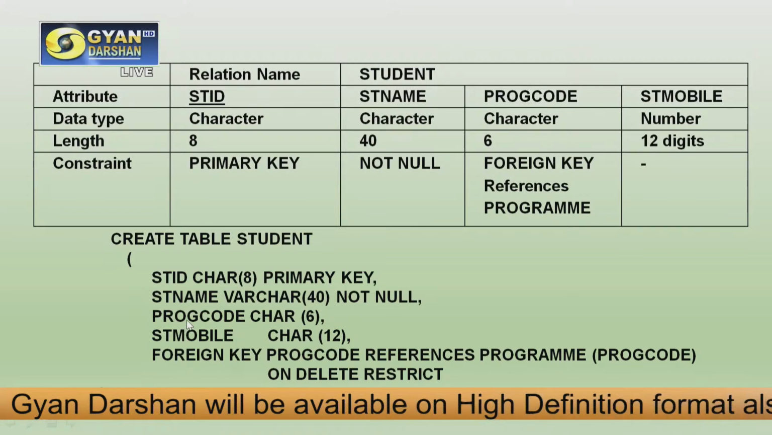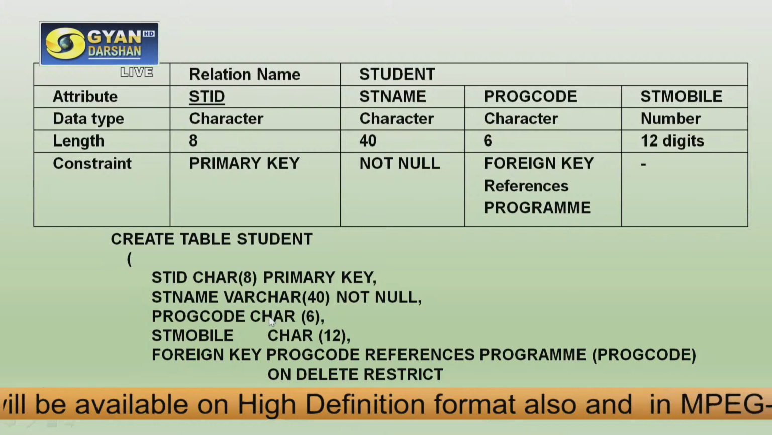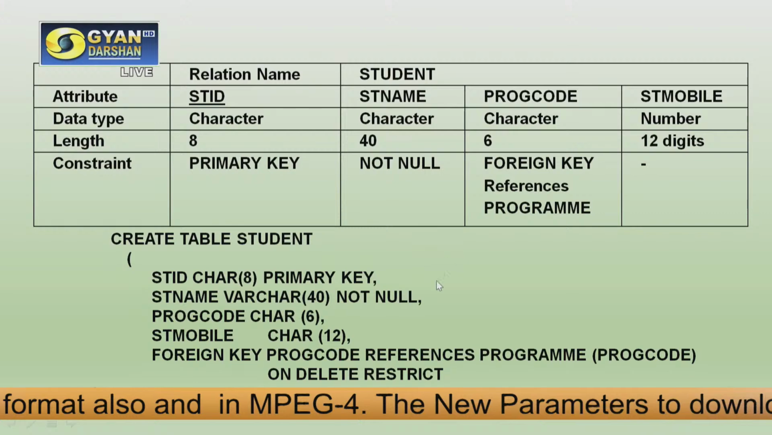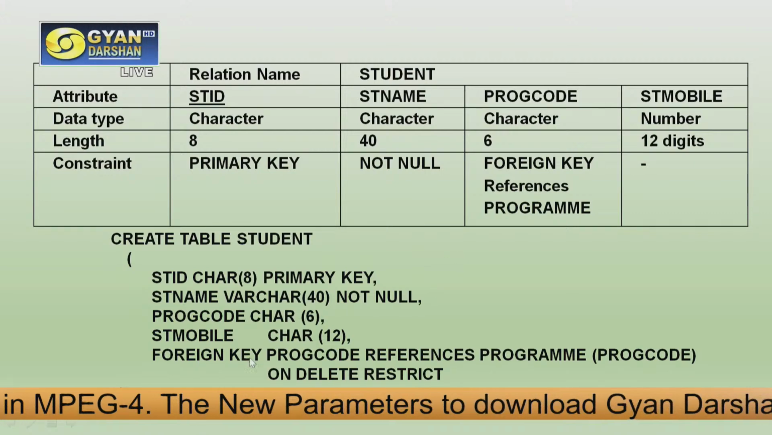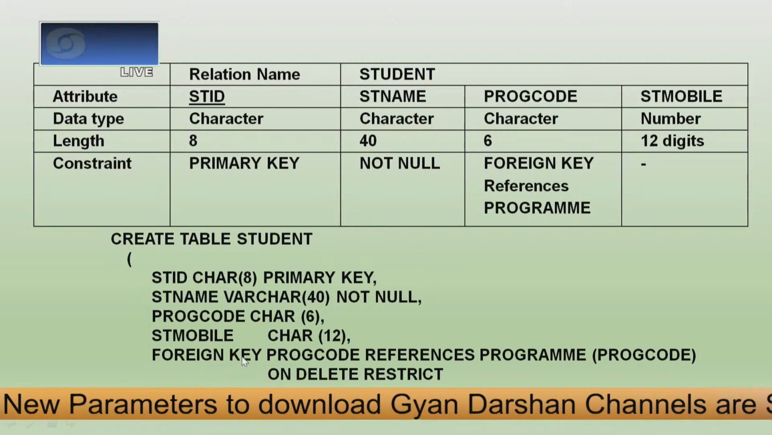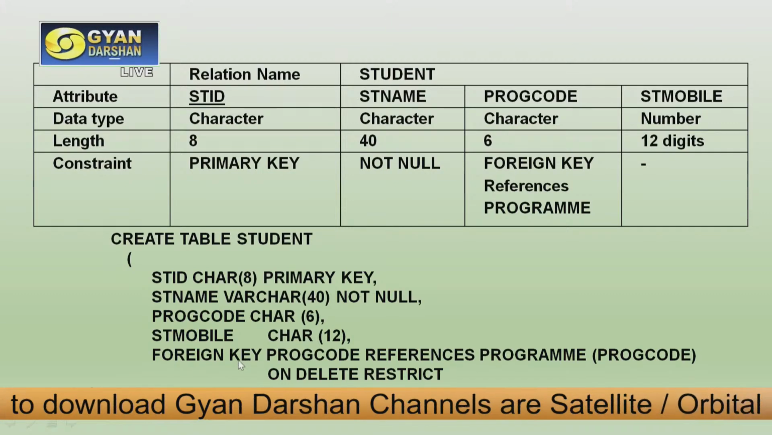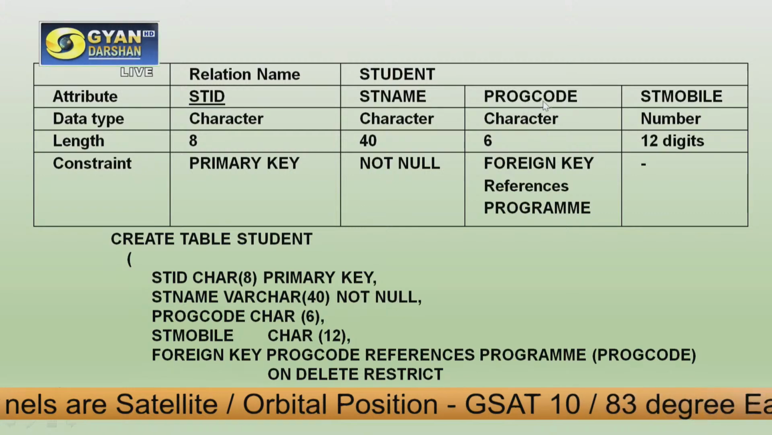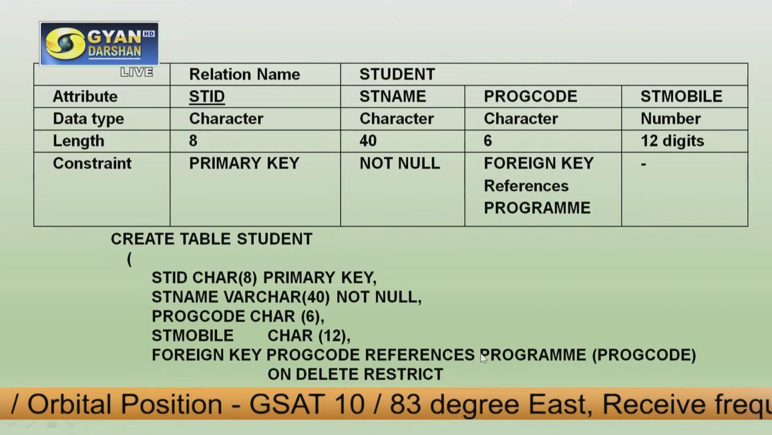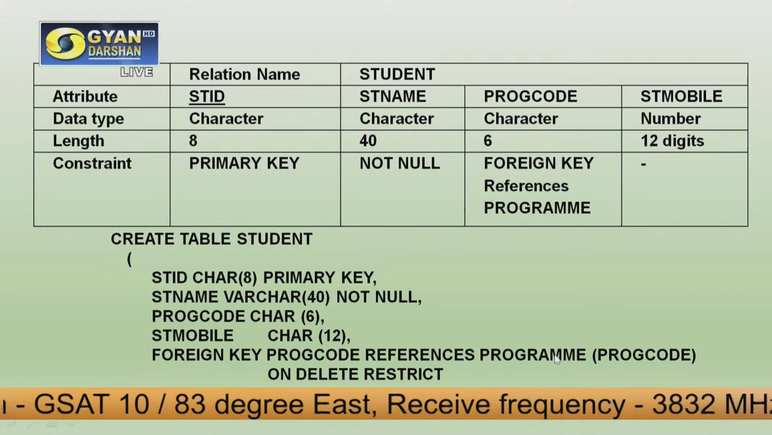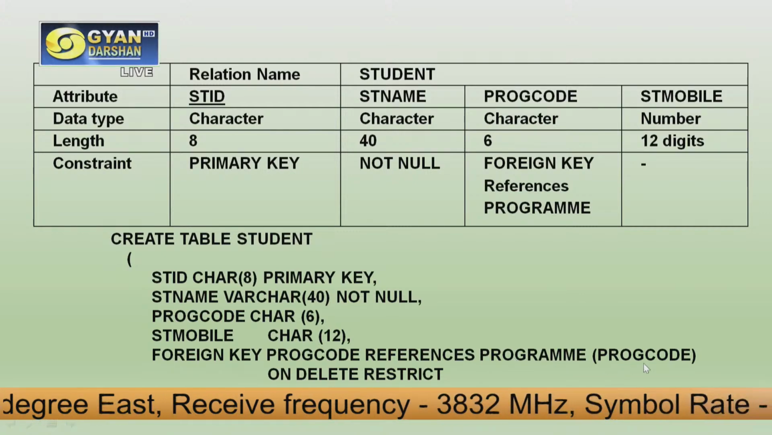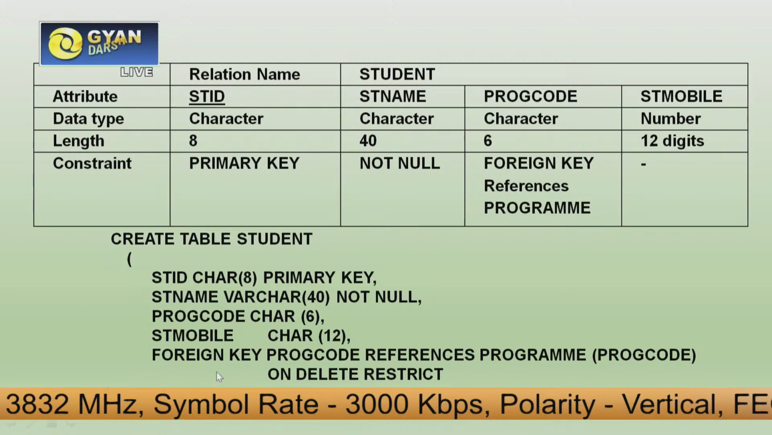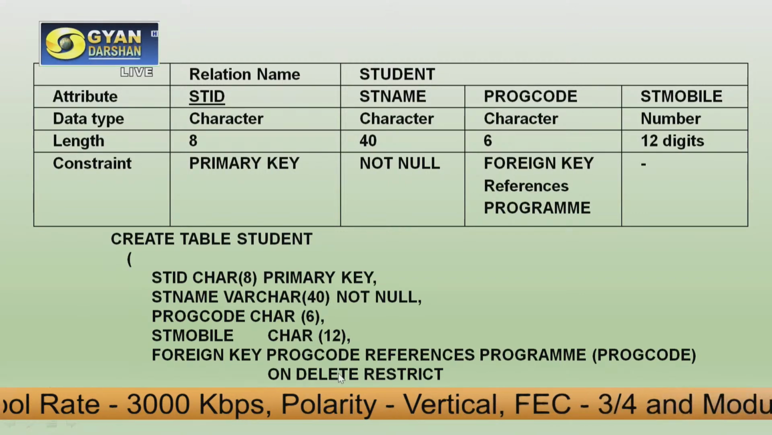Then comes the program code. It is the same. Now this is a foreign key. The program code is a foreign key, and look into how we have declared the foreign key. It is the next statement, foreign key, program code. So the program code over here is a foreign key. It references the program relation or program table which you have created, on the attribute program code, and there is another statement below it, on delete restrict.